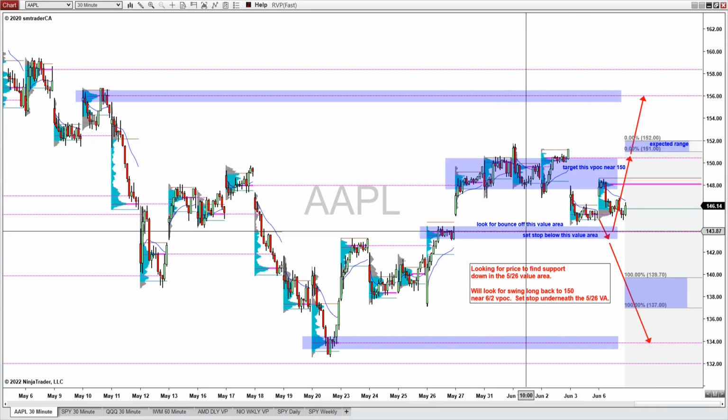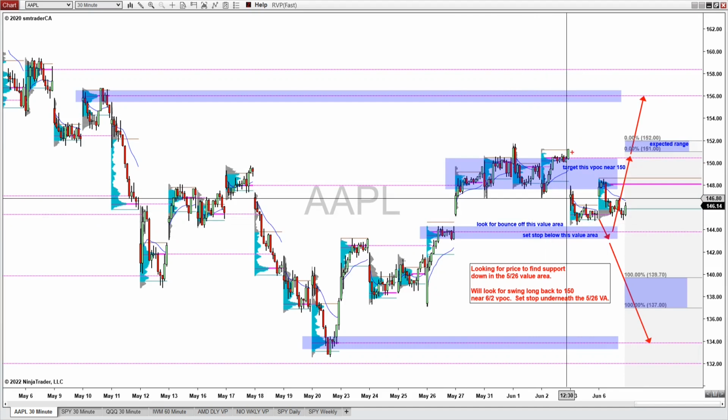Also, we notice that there is what we call the naked POC or the virgin POC, and that's the point of control of that market profile that has not been touched or back tested yet. That's why we call it a naked POC or virgin POC. Usually those POCs will get touched or back tested eventually, usually in a short period of time, but there are some that take quite a while.